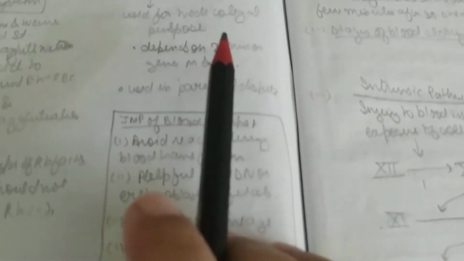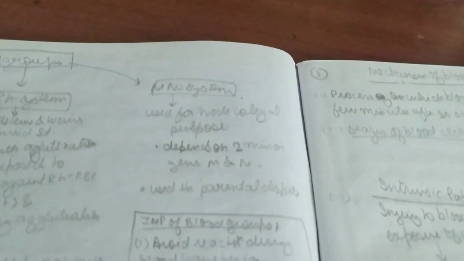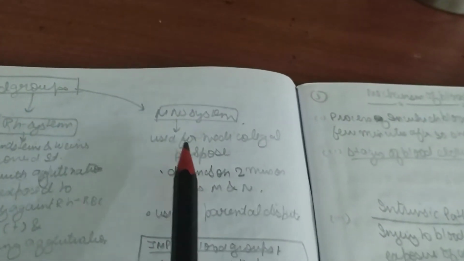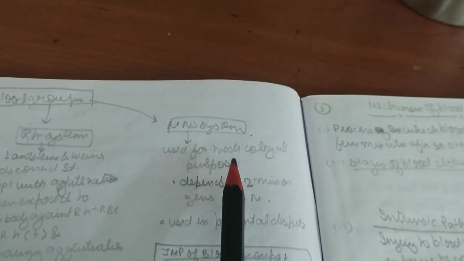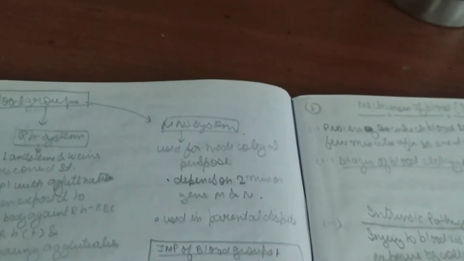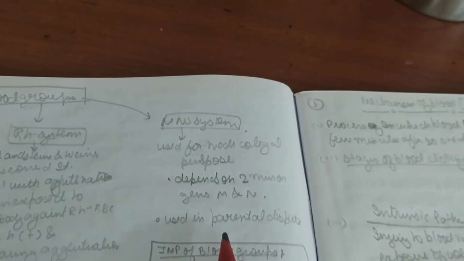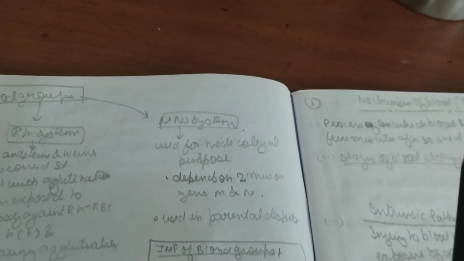Now let's talk about a very small system which we do not have to study much, is the MNS system. This is used for medico-legal purpose. It depends on two minor genes M and N, used in paternal or parental disputes.